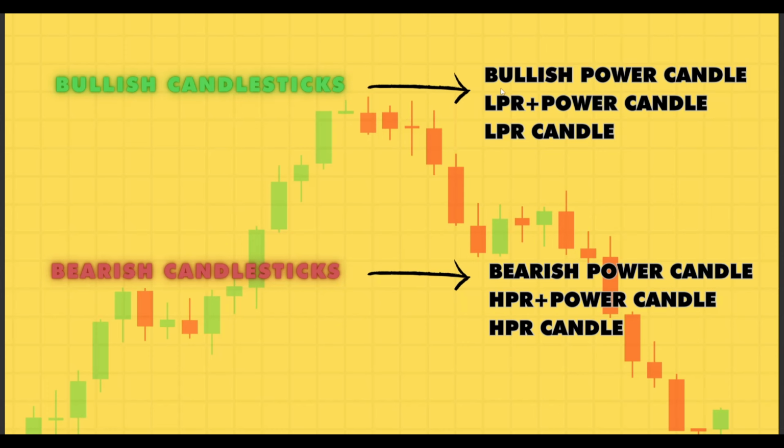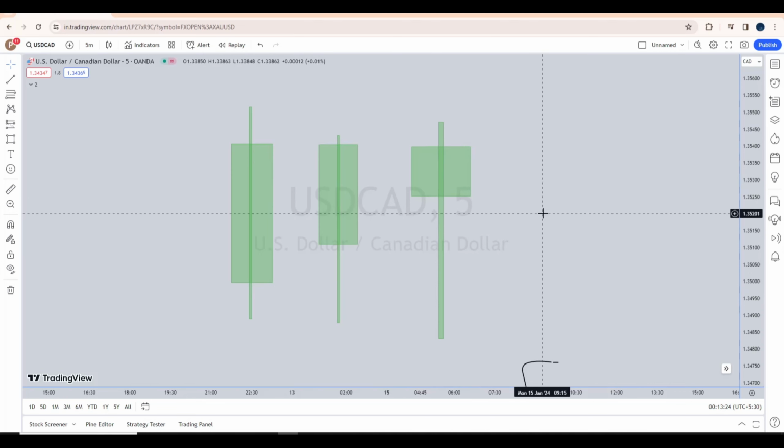First, we will look for the bullish power candle. Second, we will look for the LPR plus power candle. Thirdly, we will look for the LPR candle. Let me take you to the chart and show you. So here on the screen, you can see the three candlesticks which I've told you. We will look for three bullish and three bearish. Let me explain to you how it works.